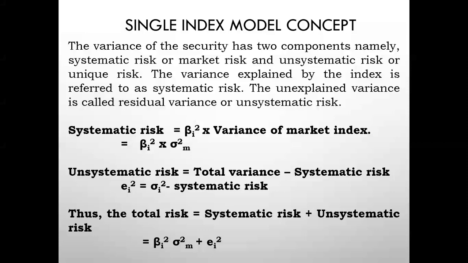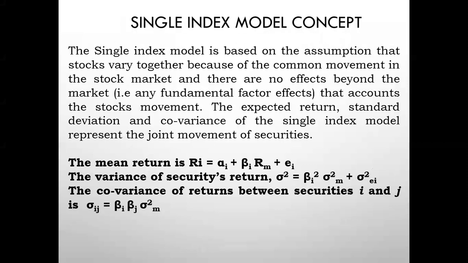Then coming back to the unsystematic, total variance minus systematic risk. So the total risk will be the systematic risk plus unsystematic risk. So this is what we call beta square into sigma square m plus e i square. So that is the unsystematic risk. So from this portfolio, the variance can be derived like this.